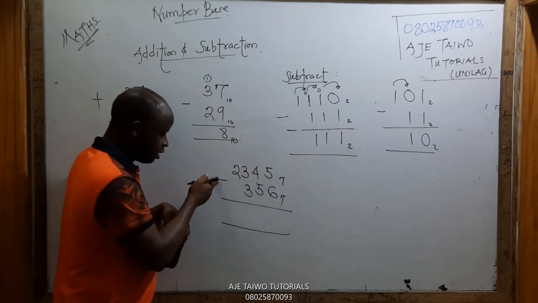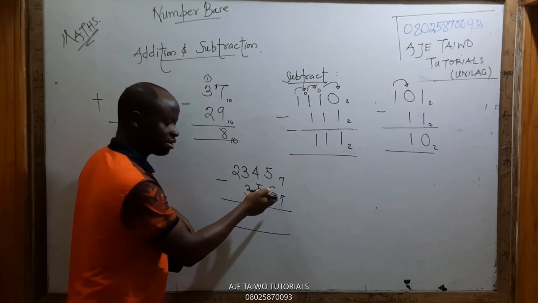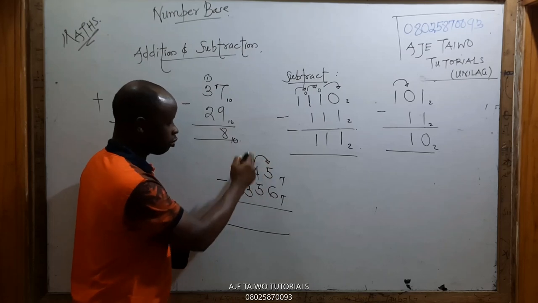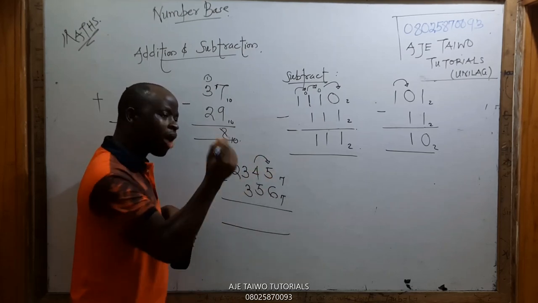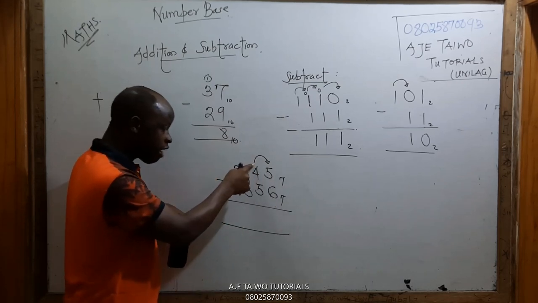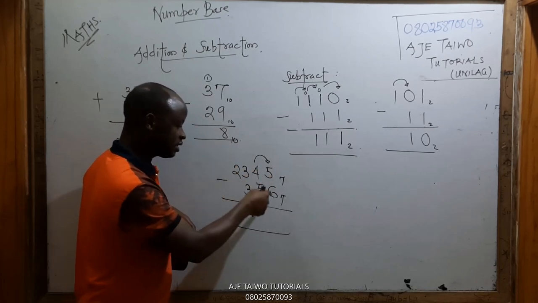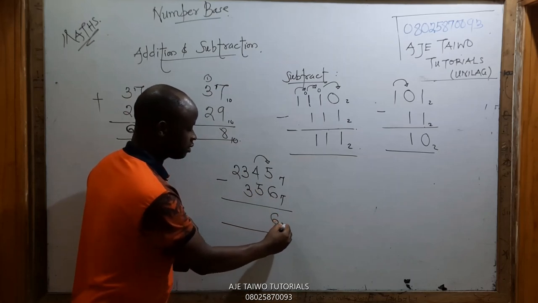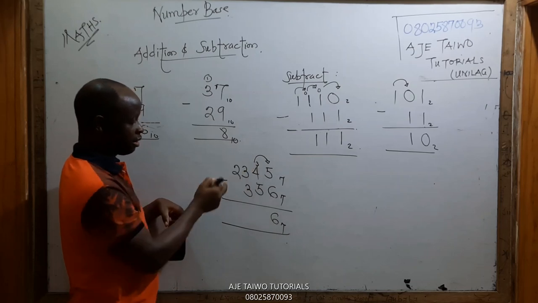5 minus 6. We know it's not possible. You borrow 1 from here. Here remains 3. You borrow 1 to here. The 1 you borrow is 7. So here becomes 12. So you have 12 minus 6. 12 minus 6 is what? 6. Here remains 3. You have borrowed 1 here.